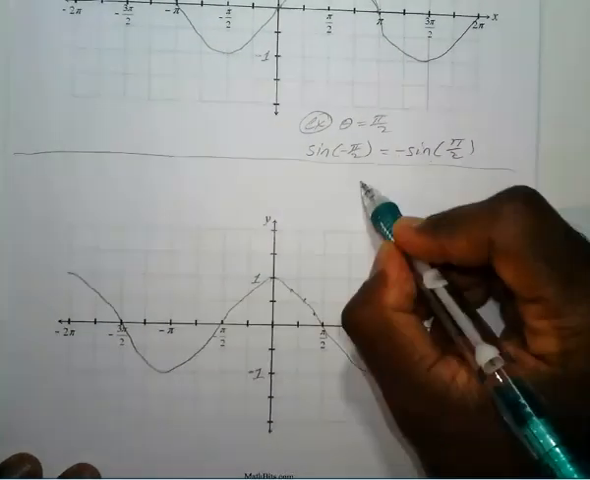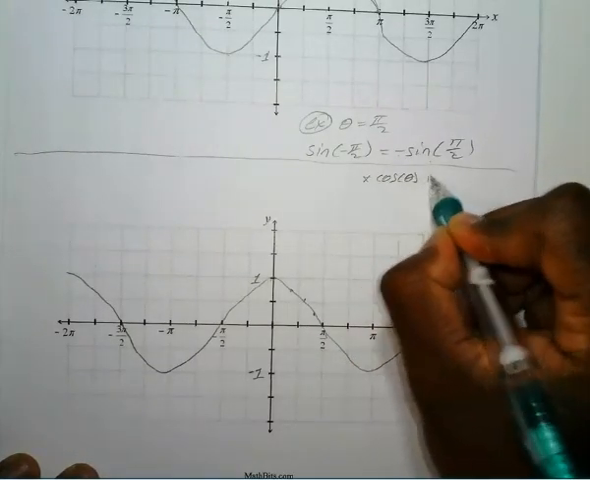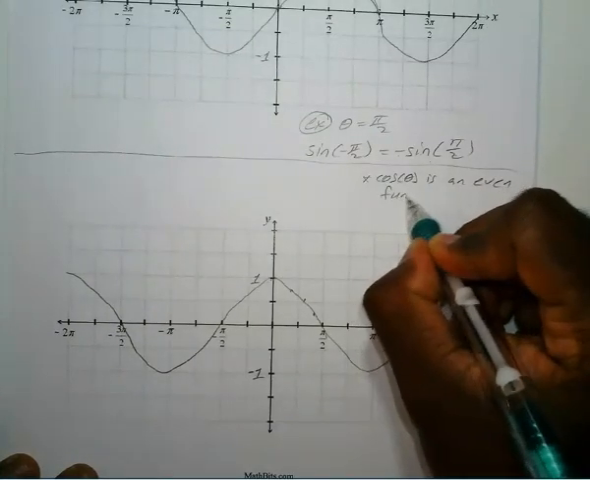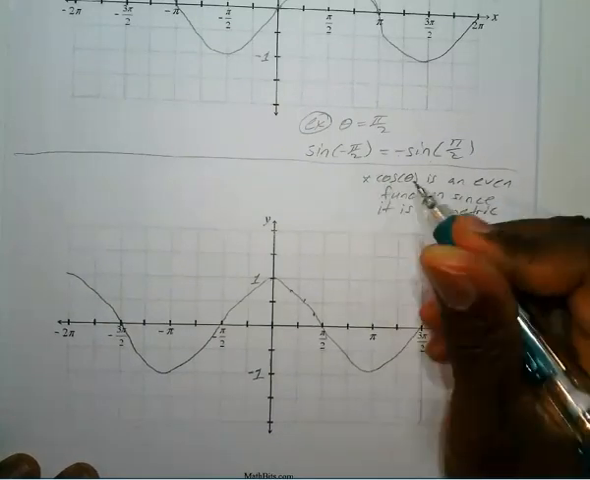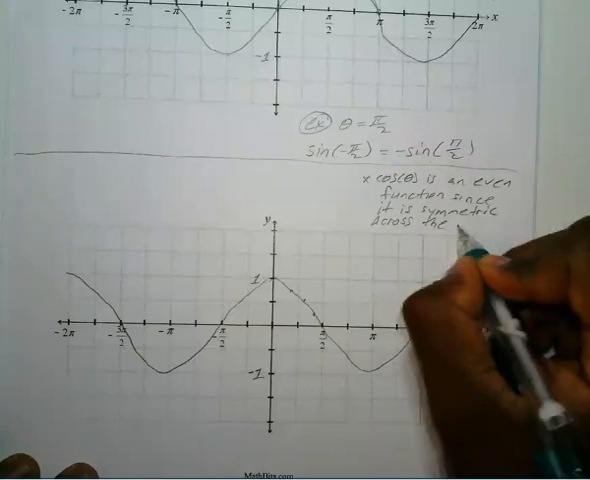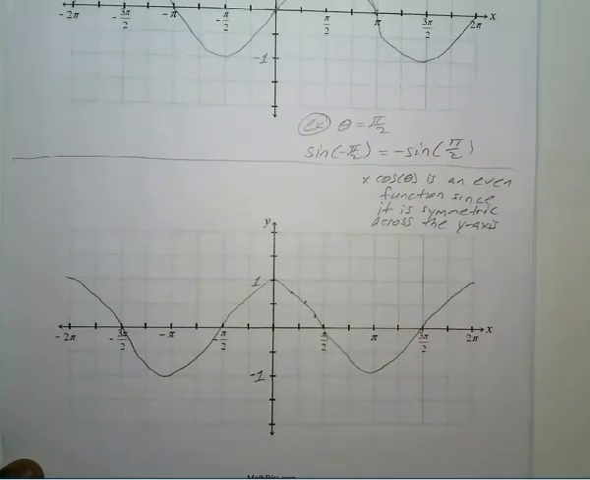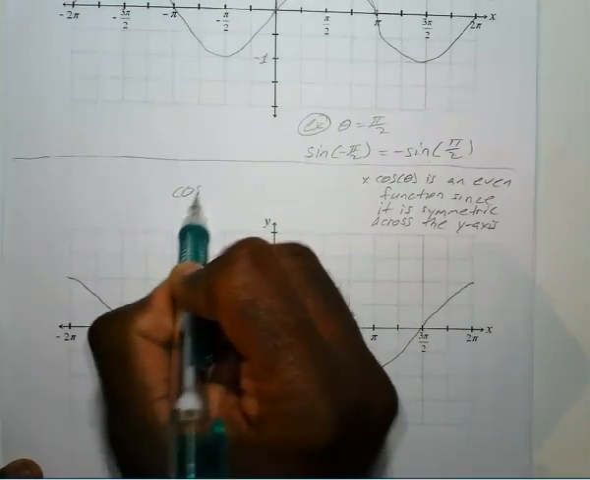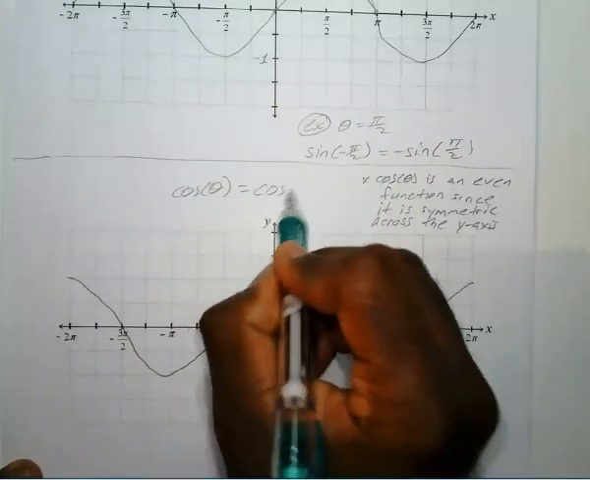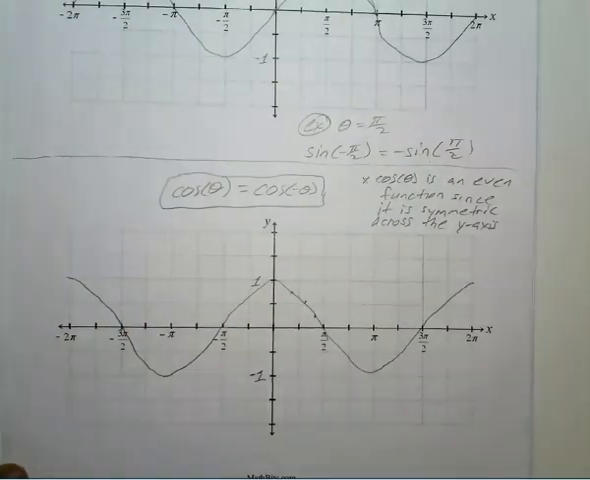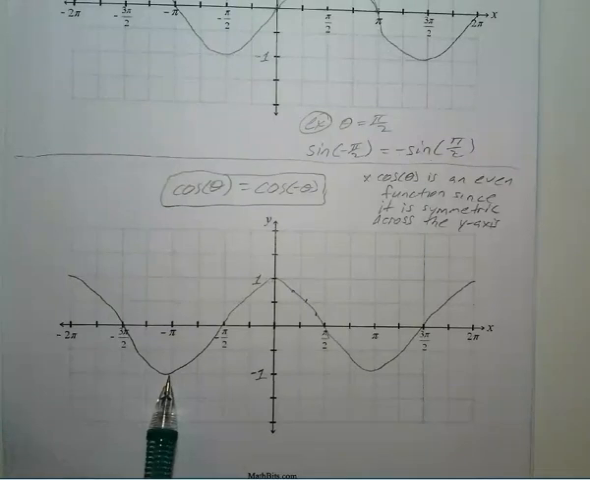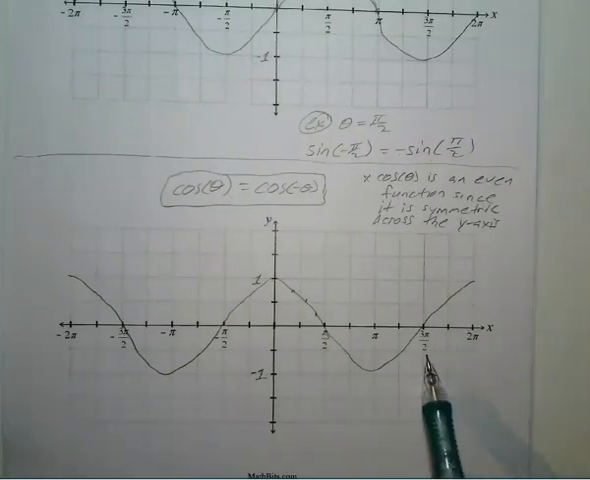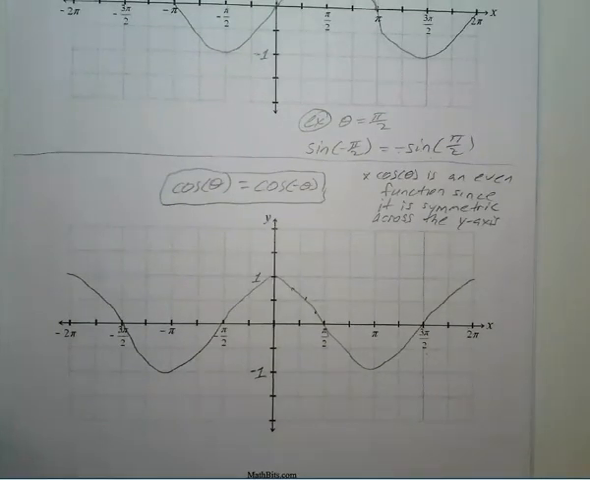Okay, so what does that tell us? Well, that tells us that cosine of theta is an even function since it is symmetric across the y-axis. What does that mean? Well, that means that cosine of theta is equal to cosine of negative theta. So cosine of pi is -1. Cosine of negative pi is -1. Cosine of 3 pi over 2 is 0. Cosine of -3 pi over 2 is 0. So they're symmetric across the y-axis.